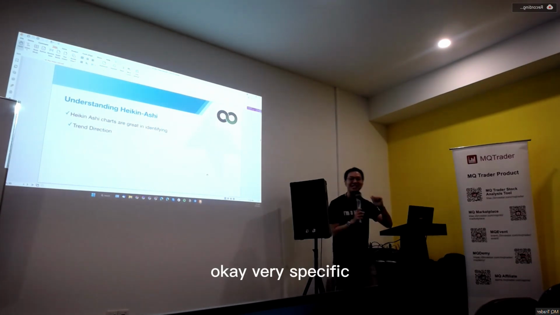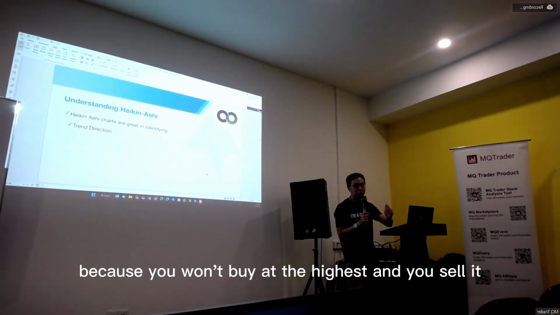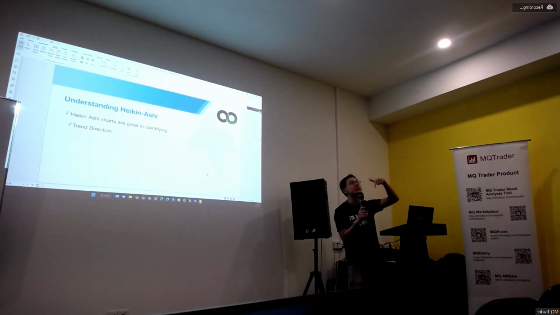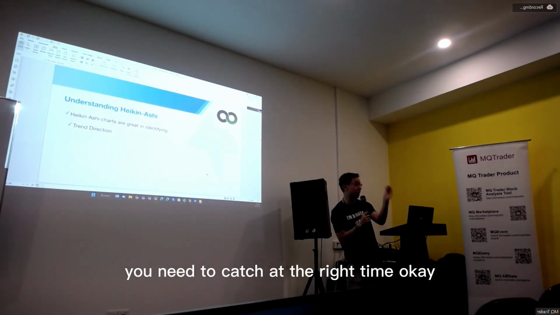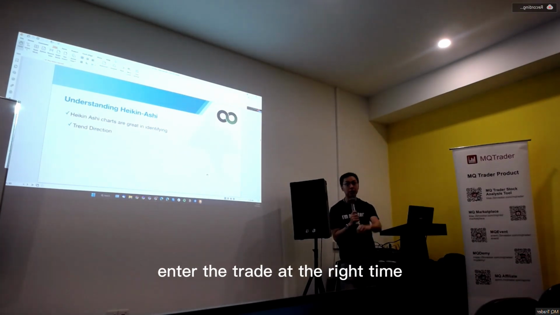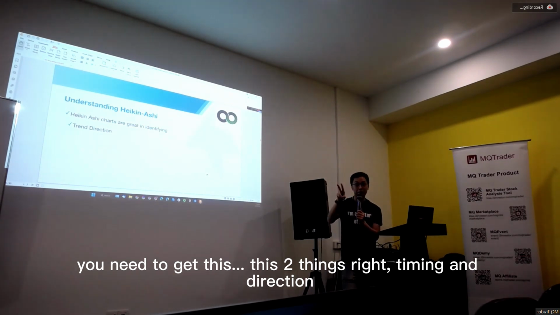Okay, very specific. But it's actually related to time, right? Because you want to sell at the highest and buy at the lowest. It relates to timing, right? You need to catch it at the right time. You need to enter the trade at the right time. You need to exit the trade at the right time. So if you want to make money in the market, you need to get this right.